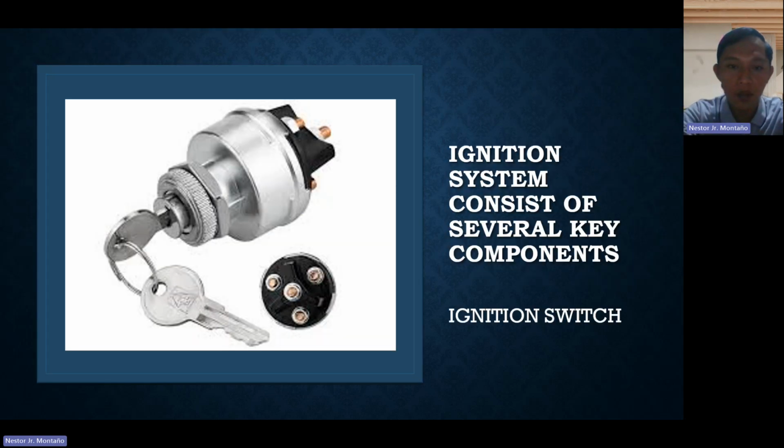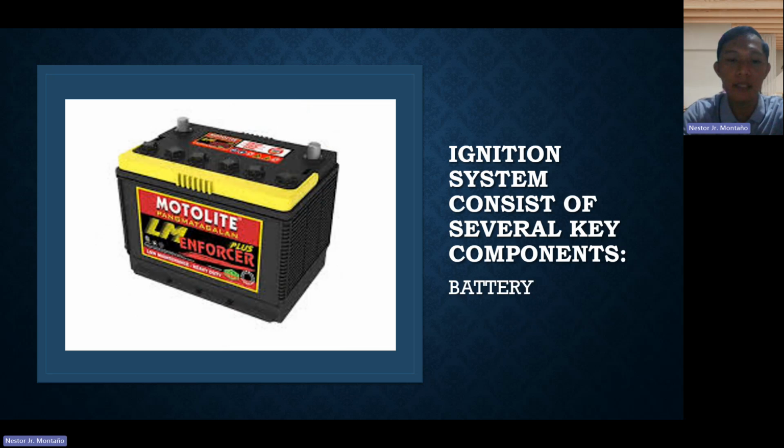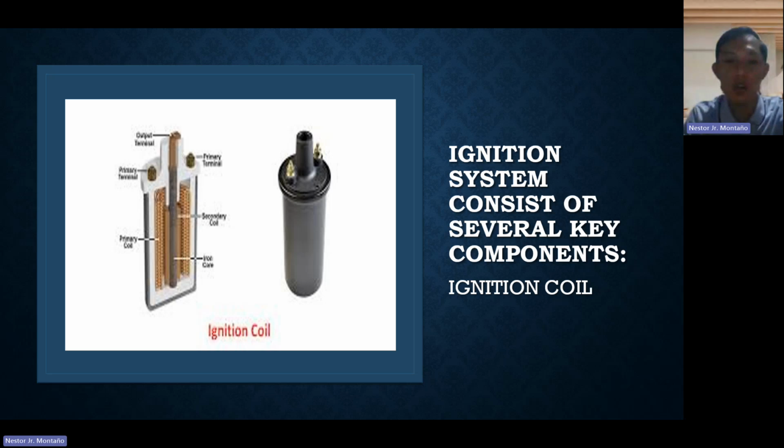Now, we'll discuss the key components of the ignition system. Number one is the ignition switch. What is the ignition switch? The ignition switch, key, or push button initiates the system. Number two is the battery. What's the role of the battery? It provides electrical power. Number three is the ignition coil. The ignition coil converts the battery's low voltage to the high voltage needed for sparking.